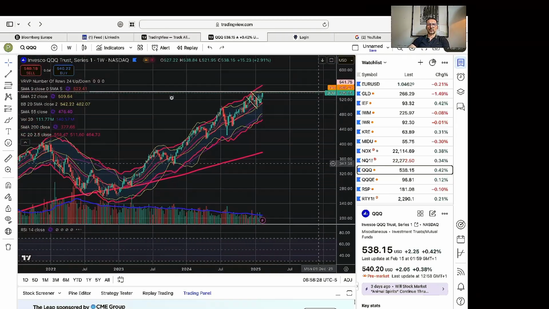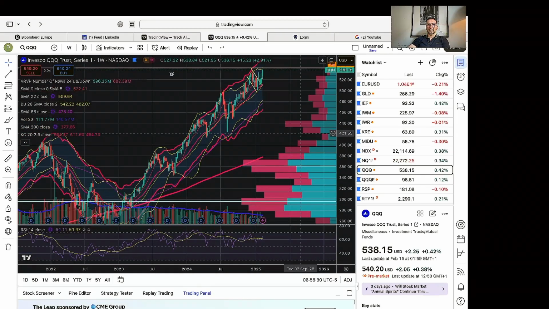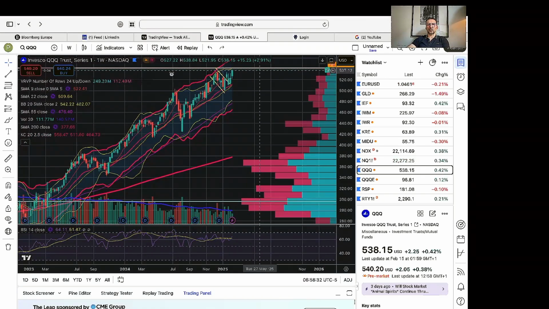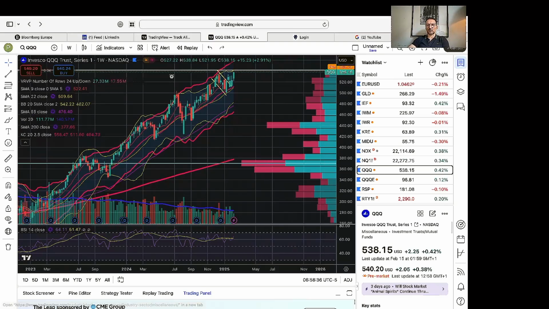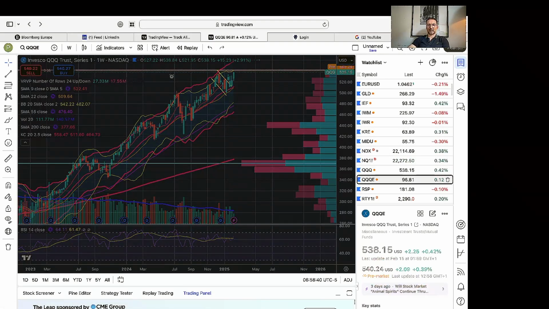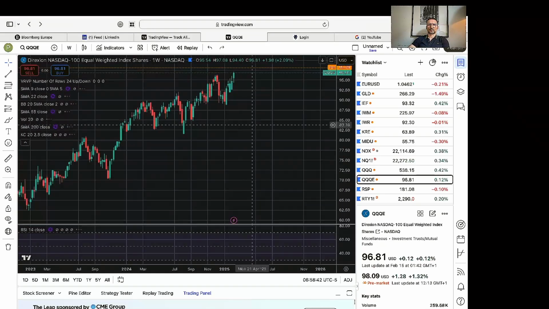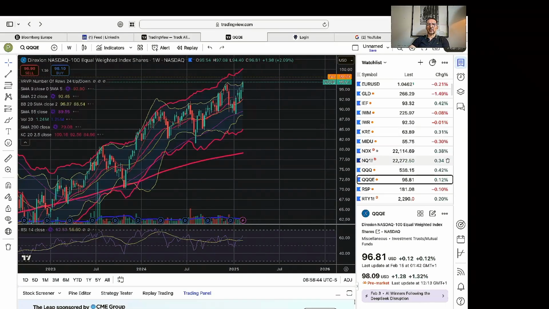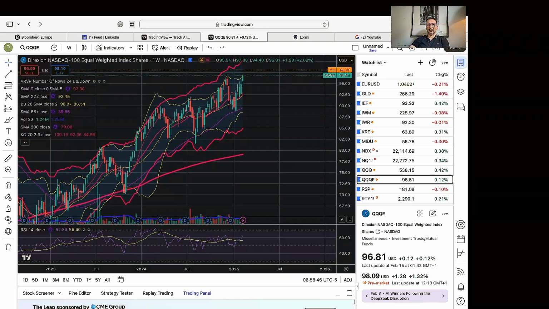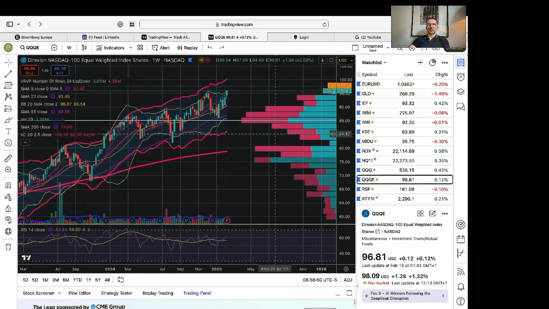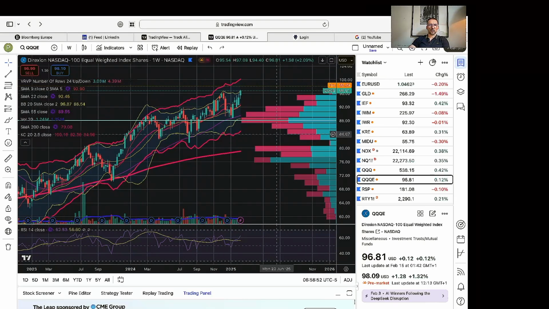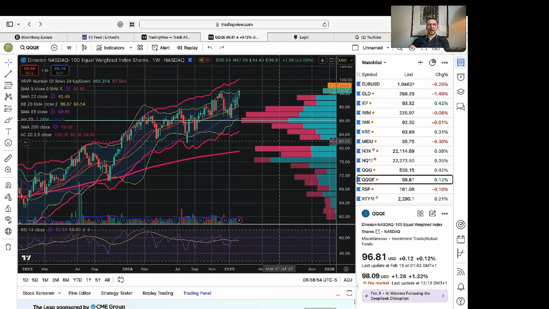What we can also observe is that the QQQ is starting to break out. Okay, at least today it really wants to break out. But if you look at the equally weighted QQQ, it has already broken out. That means that if there is a rally and the rally continues on the QQQ, then it will come from the broadening of the market.